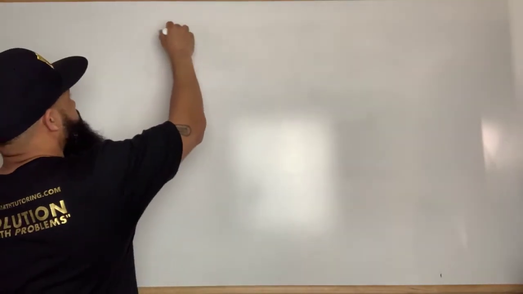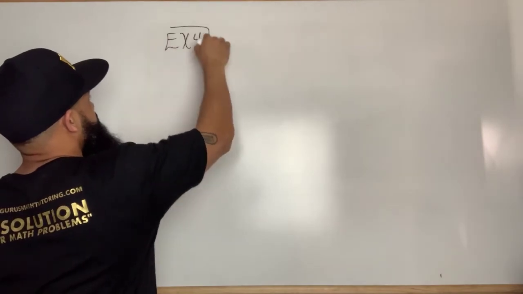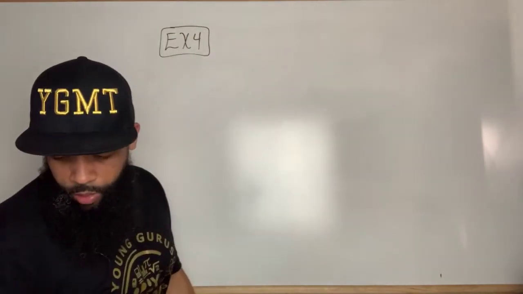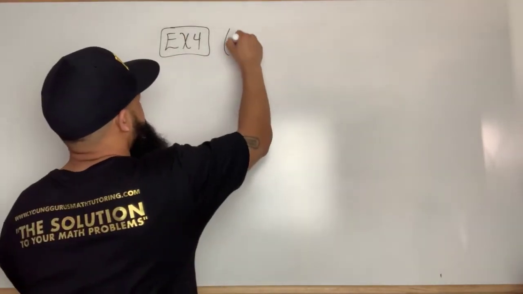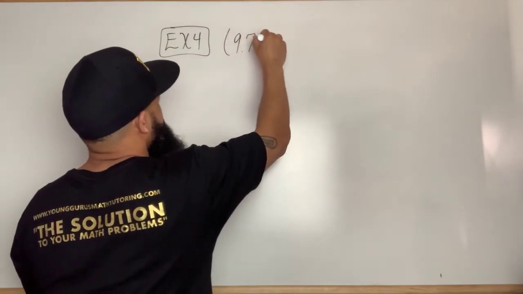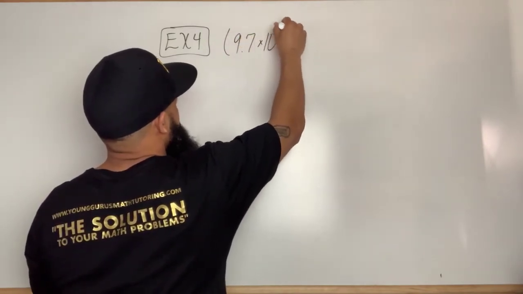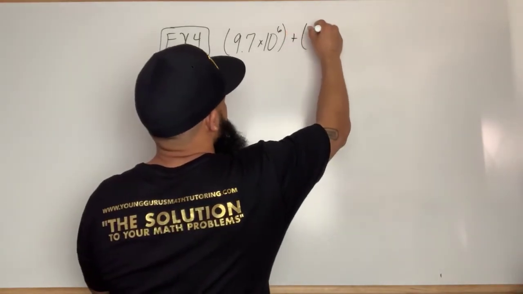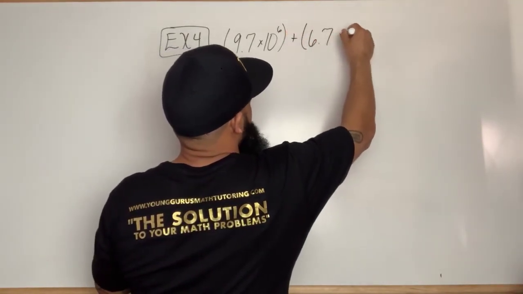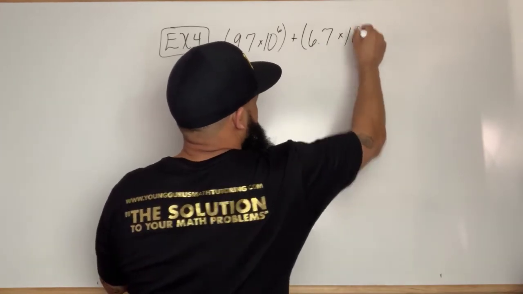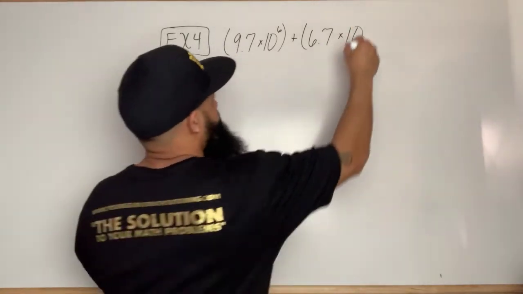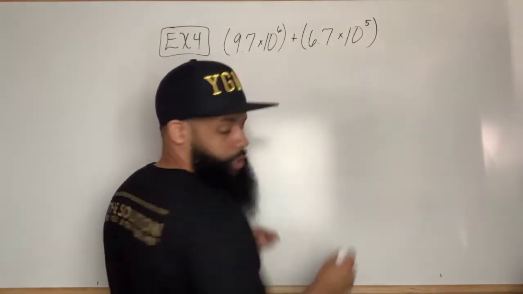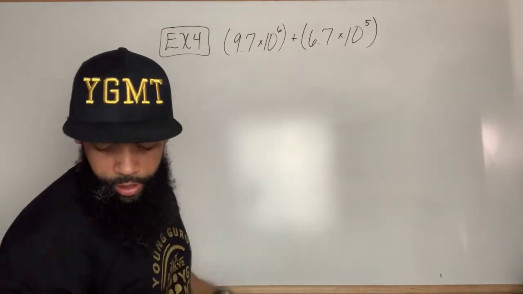Example 4. I want to have 9.7 times 10 to the 6th power plus 6.7 times 10 to the 5th power. Let me make sure I got my problem written right. Alright, that is correct.